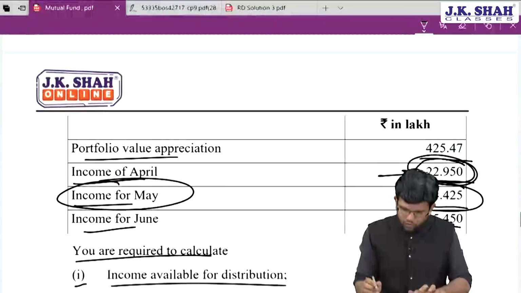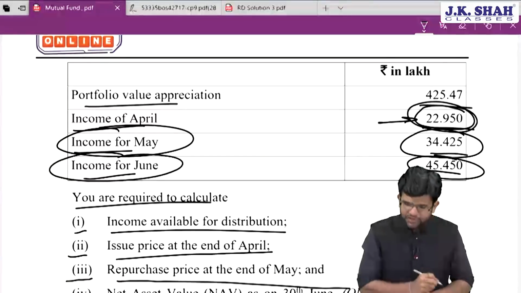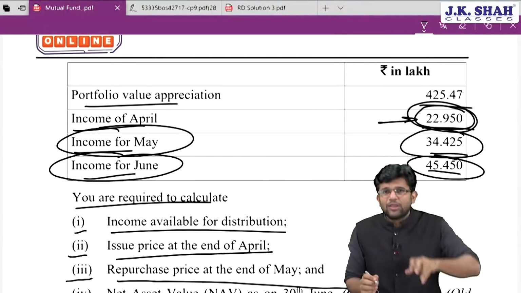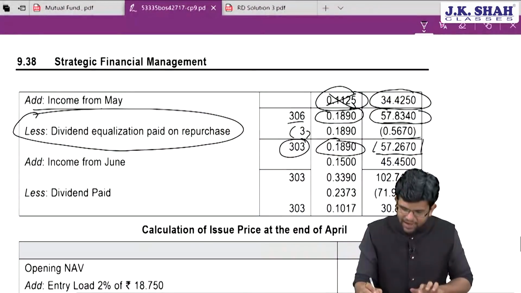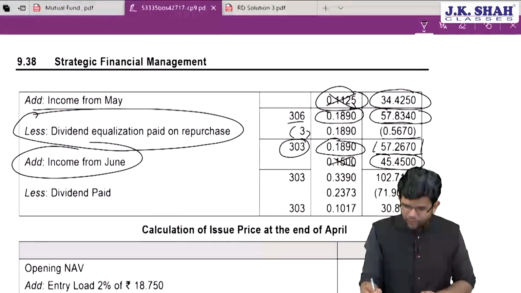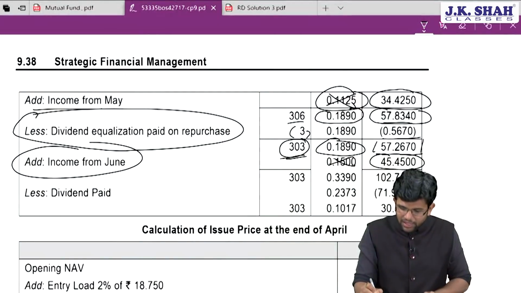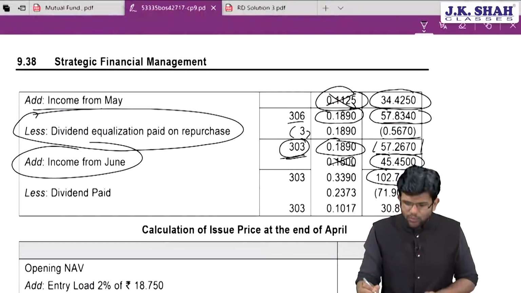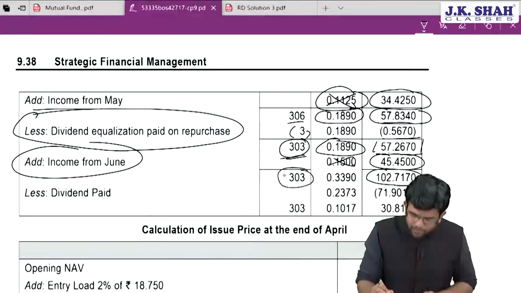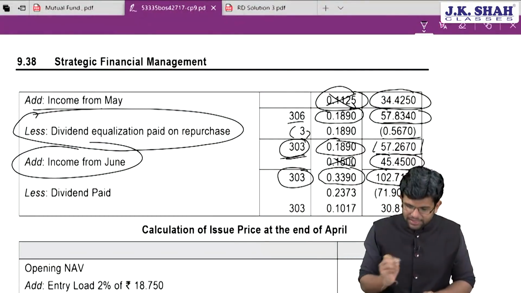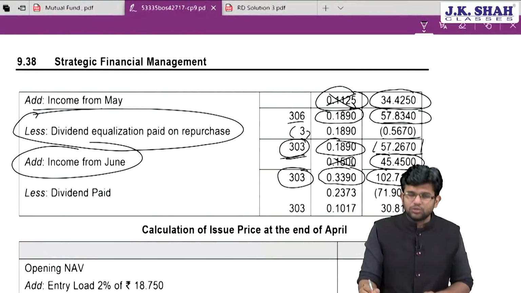Students, in the month of June, they are saying the income will be 45.45 lakh rupees. That also will now get accumulated in your existing income. So I add 45.5 to this income from June. This is irrelevant data. This is nothing but 45.5 divided by 303 outstanding. So the total income accumulated now will be 57 point something plus 45 point something. That is 102.7170 divided amongst 303 units. Can I say the per unit income dividend equalization rate is 0.3390. 102.7170 divided by 303 will give you that amount. Everybody following?